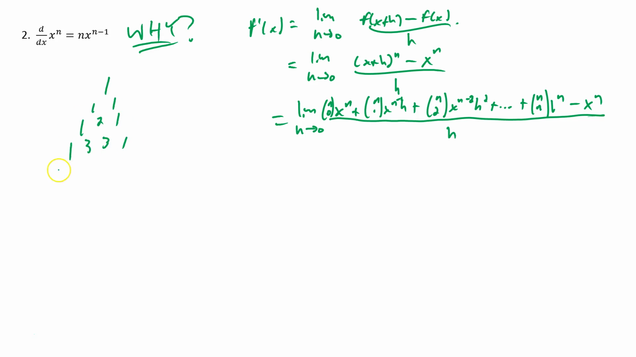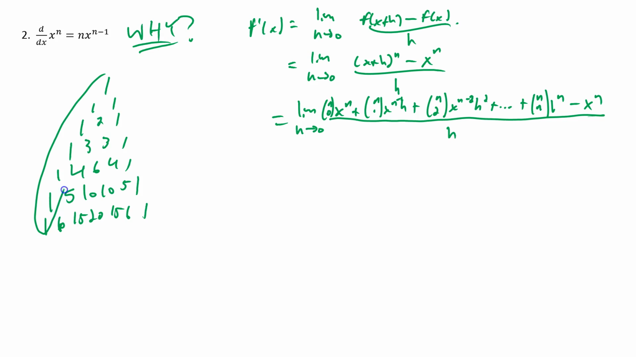1, 3, 3, 1; 1, 4, 6, 4, 1; 1, 5, 10, 10, 5, 1. We'll go to 6 this time: 1, 6, 15, 20, 15, 6, 1. So, one thing to notice. N choose 0 is always 1. There's only one way to choose nobody. You choose nobody, right? There's not an option, okay?